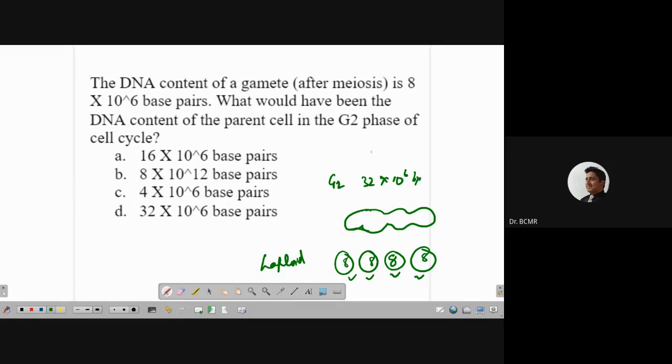Okay. That would have been in G1 phase. What would it have been? It would be 16 into 10 to the power 6. That is 2n in G1 phase, kind of 4n, not exactly 4. You shouldn't say tetraploid. Okay, don't call it tetraploid, but for the sake of understanding the genome sets, you can write 4n. And here you have 4 cells, each of them is haploid with N, right? So the answer is 32 into 10 to the power 6 base pairs.